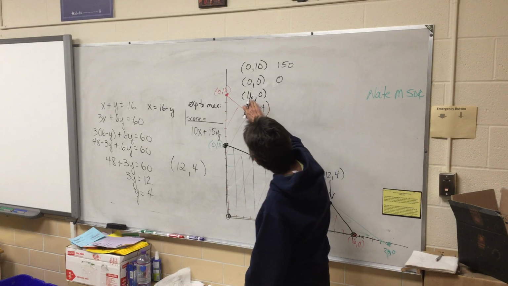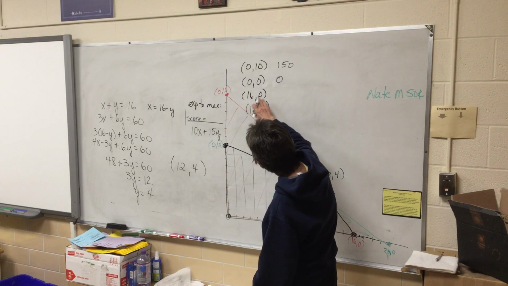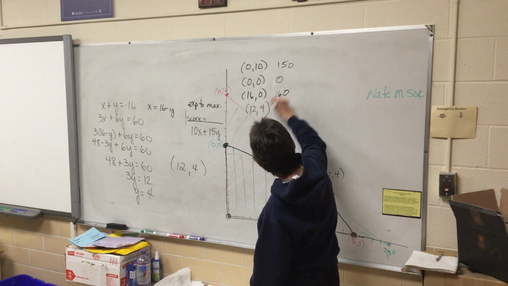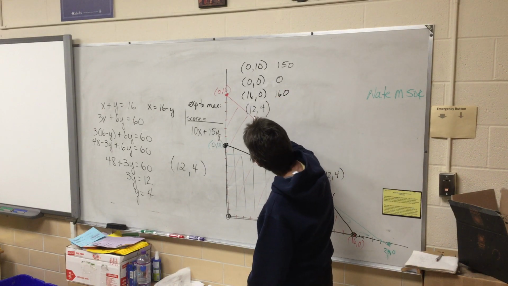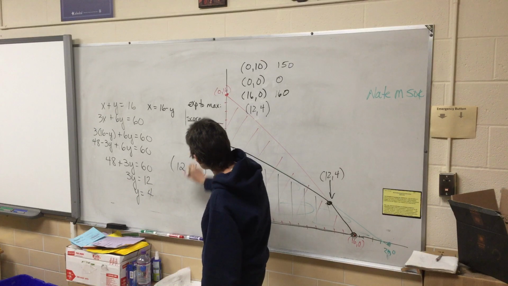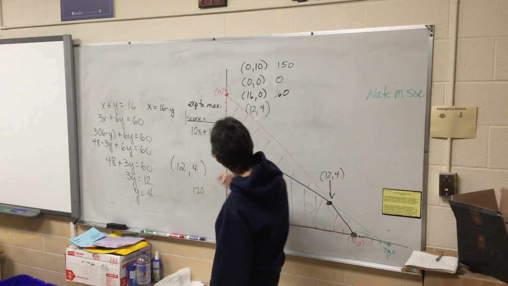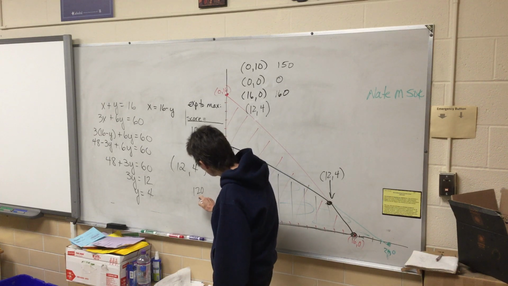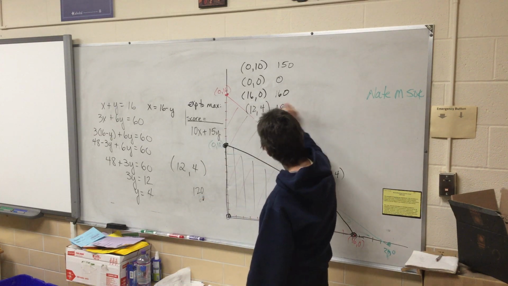All right, well, what if we did 16 x's and no y's? What would our score be? 160. Yep. And then we're going to do 12 x's. I got to work this one out. So 12 x's would be 120. And 4 y's would be 60. So that would be a 180.